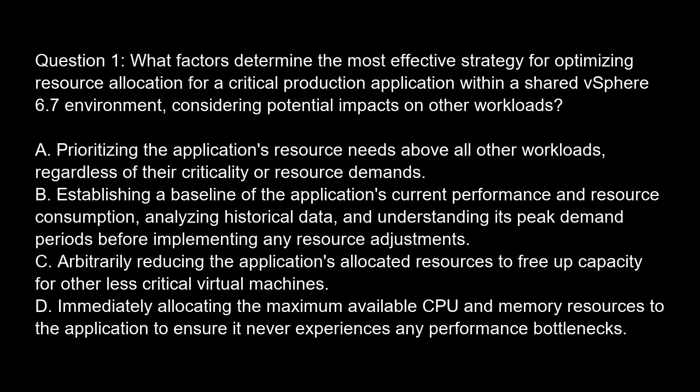Option B. Establishing a baseline of the application's current performance and resource consumption, analyzing historical data, and understanding its peak demand periods before implementing any resource adjustments. Option C. Arbitrarily reducing the application's allocated resources to free up capacity for other less critical virtual machines. Option D. Immediately allocating the maximum available CPU and memory resources to the application to ensure it never experiences any performance bottlenecks.